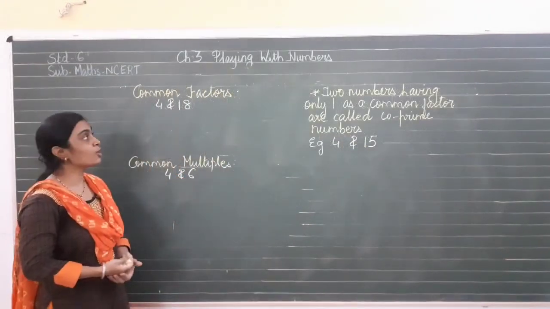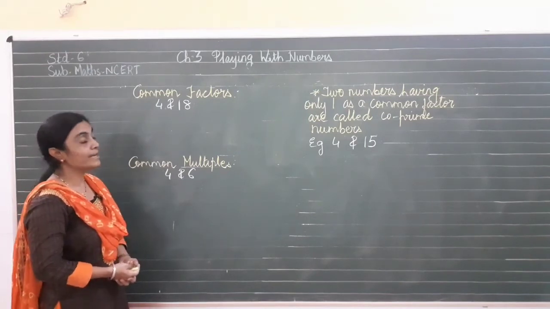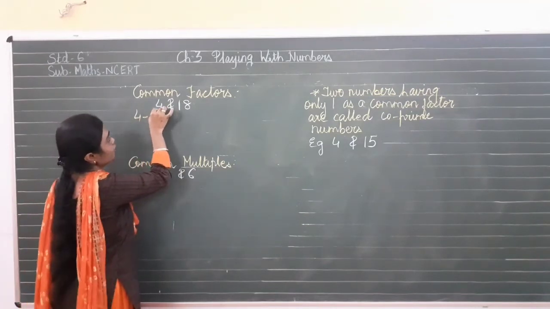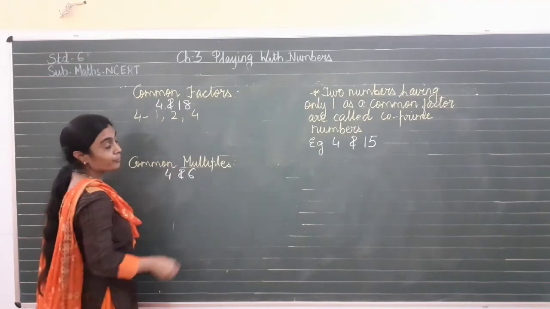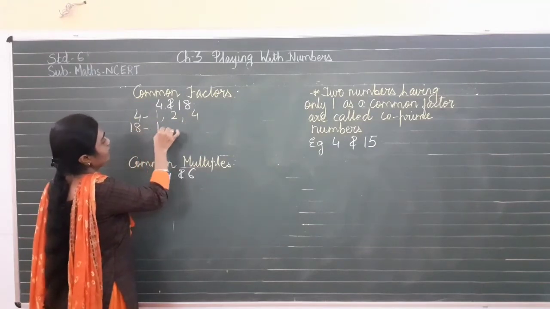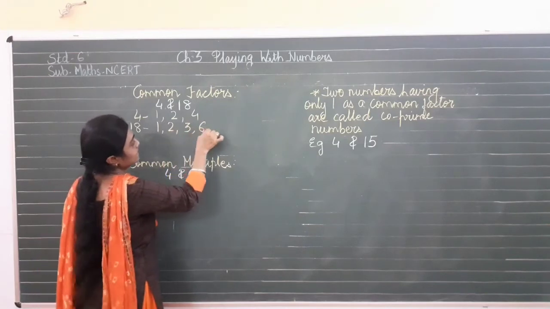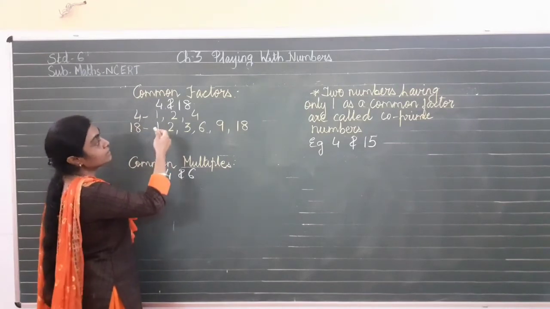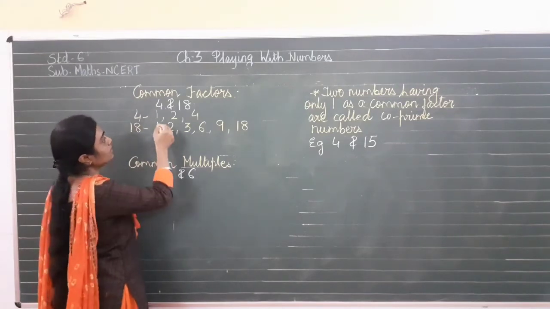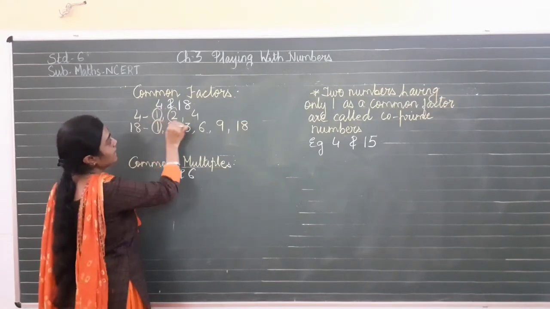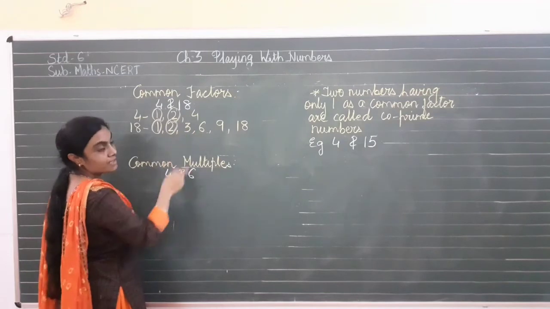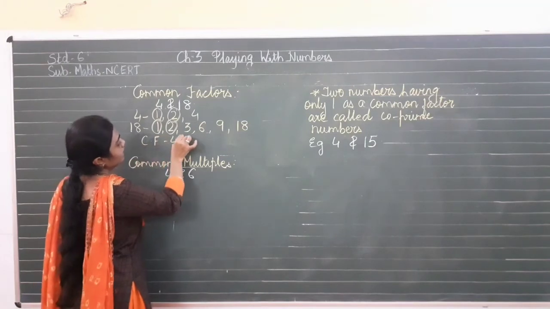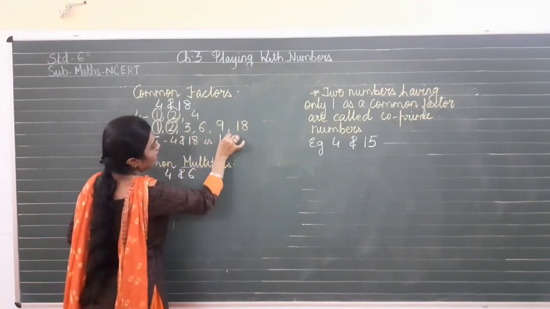Now let us see what is the common factor and what is the meaning of common multiples. One example is given, 4 and 18. First of all, we will write down the factors of 4. Factors of 4 are 1, 2 and 4. Factors of 18 are 1, 2, 3, 6, 9 and 18. Now we have to find out the common factors. That means the factor should occur in both the numbers. Here 1 is common as well as 2 is common. Rest of the numbers are not common. So common factors of 4 and 18 are 1 and 2.